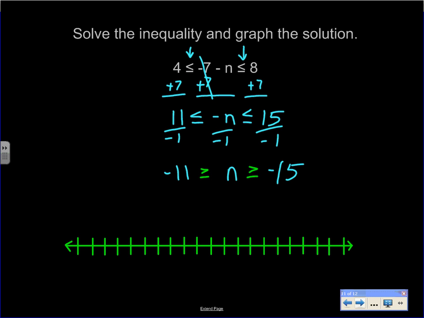And this is what we have. That would be our solution set. Negative 11 is greater than or equal to n, which is greater than or equal to negative 15. Remember, you can also read that backwards from the way we have it written. Negative 15 is less than or equal to n, which is less than or equal to negative 11.